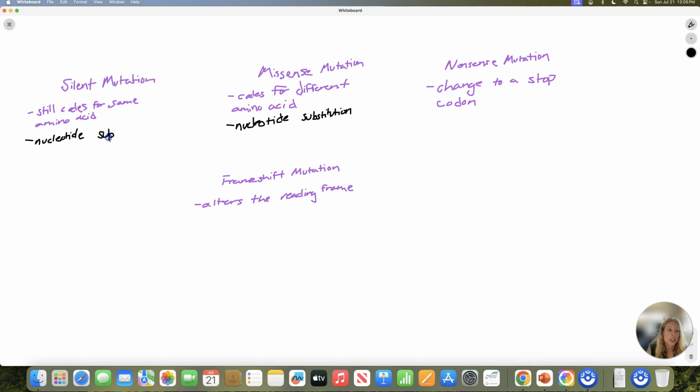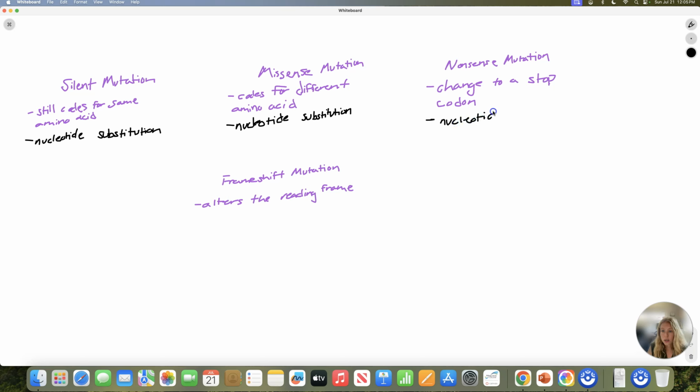It still codes for the same amino acid. That's known as a silent mutation, and that is caused by nucleotide substitution. We're going to jump over here now. A nonsense mutation is when a codon is changed to a stop codon. Again, this is caused by a nucleotide substitution.